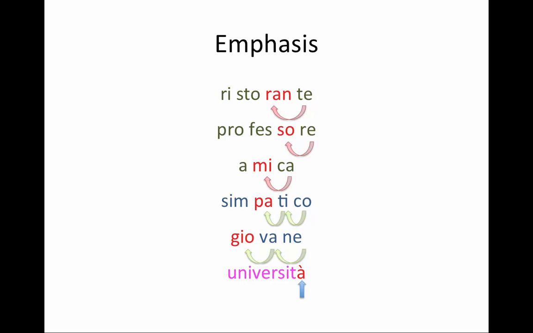The words like simpatico, giovane, those that are stressed on the third from the last syllable, will have a dot written underneath that vowel in your textbook. But that's not really how Italian is spelled. That is there only to help you learn the correct emphasis.